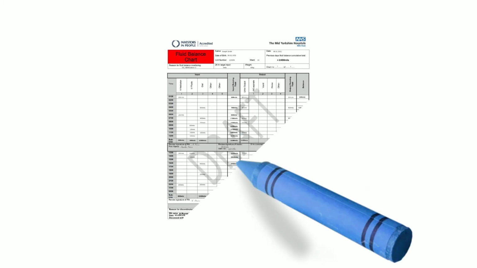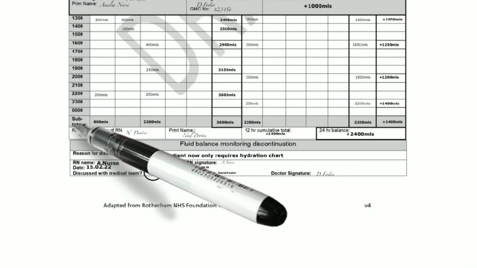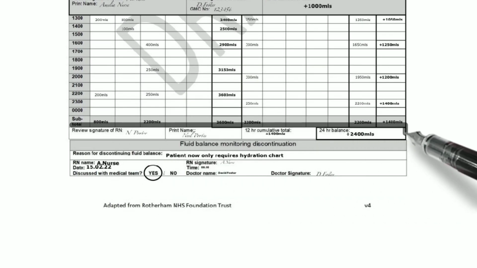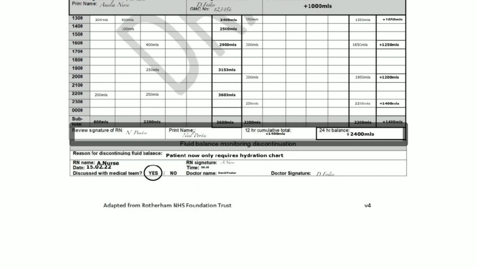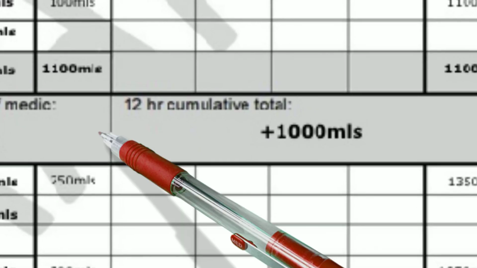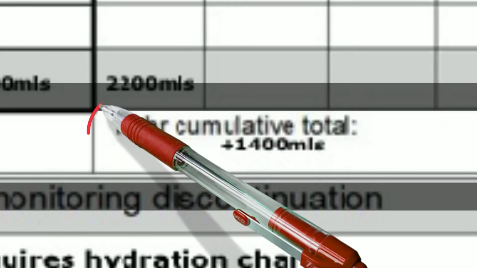This is the completed fluid balance chart after 24 hours. The second 12-hourly section is to be signed only by the registered nurse caring for the patient. This section also requires a 12-hourly cumulative total, which can be calculated as previously discussed. Once the 12-hourly balance has been calculated for this second section, the whole 24-hour cumulative balance can be calculated. This requires adding together both the 12-hourly cumulative totals, like so.